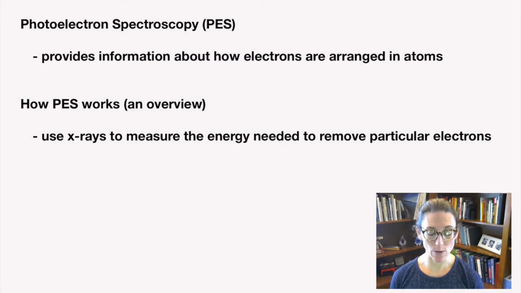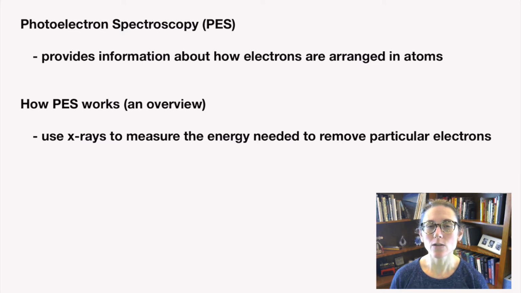Photoelectron spectroscopy, or PES, provides us information about how electrons are arranged in an atom. Up to this point, we've talked about the fact that we have a nucleus that contains protons and neutrons, and that the electrons are on the outside of the atom, and that there's a bunch of empty space in the atom, and the electrons are kind of floating around in that outside empty space. But we don't really know any details about how these atoms are actually arranged, and that's where PES is going to come in.